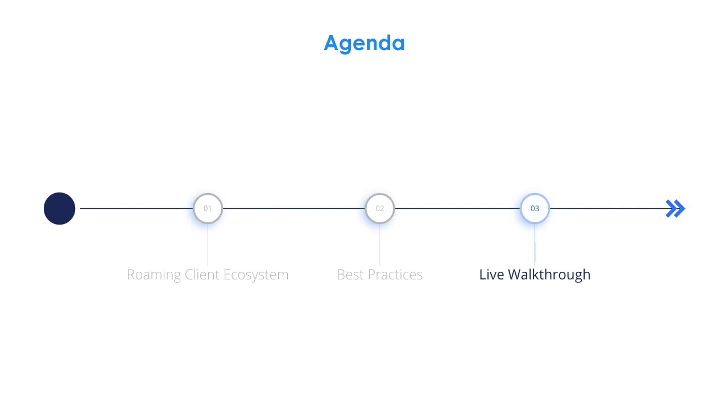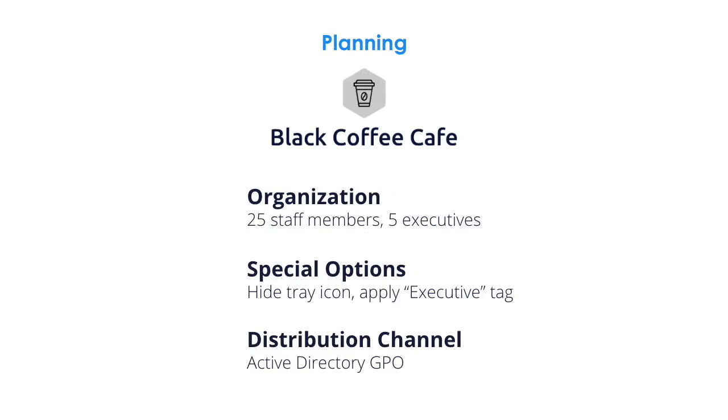Let's go ahead and go into a live walkthrough. In this walkthrough, we're going to do an Active Directory GPO deployment of the Windows roaming client. We're going to have a fake organization for this, called Black Coffee Cafe. Now when we run the test for Black Coffee Cafe, I'm going to have a few things in mind based on what we had discussed earlier. For my organization, I'm going to have 25 staff members and 5 executives. For this demo, I'm only going to concentrate on the executives.